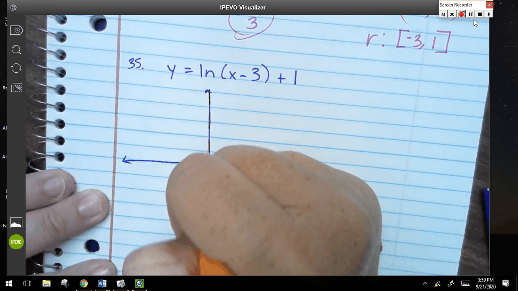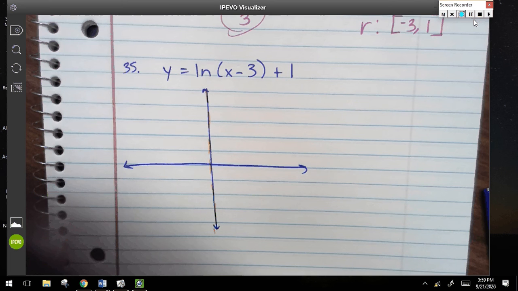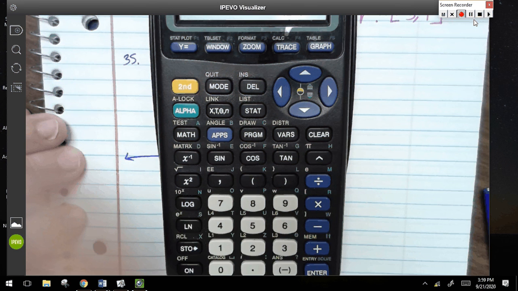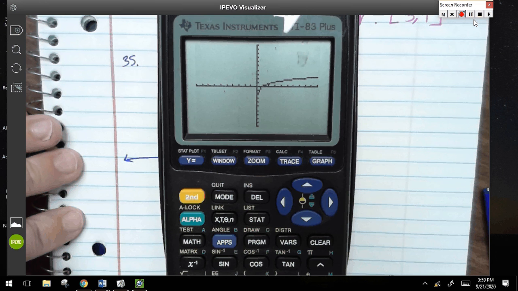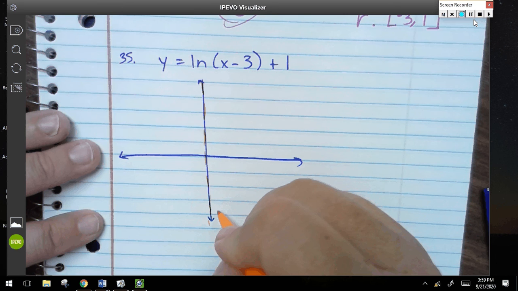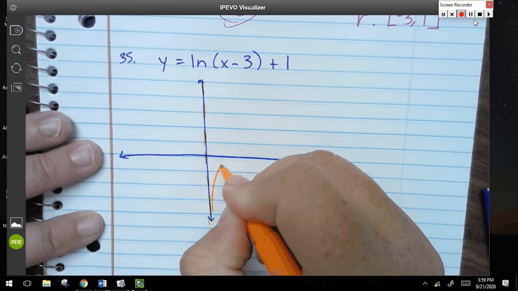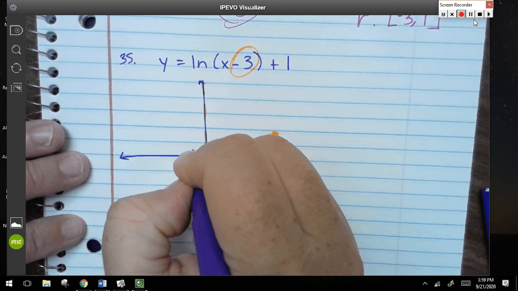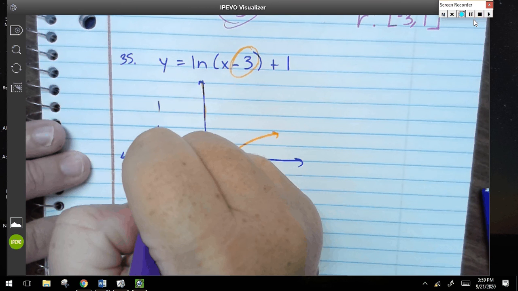Number 29, so going backwards a little bit here, y equals the square root of 16 minus x squared. And again, I am asked to find the domain and range and sketch a graph, right? All right, so let's think about the graph of square root. Square root of x looks something like this. So let's look at what each of these things are doing.